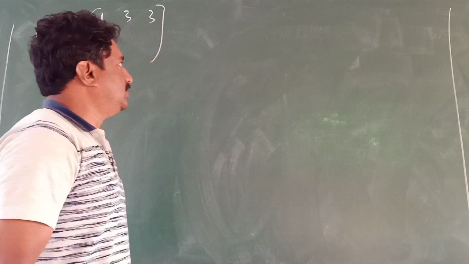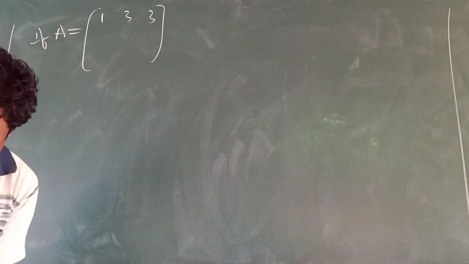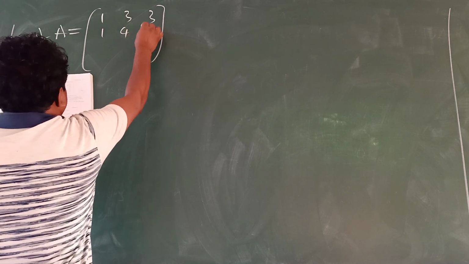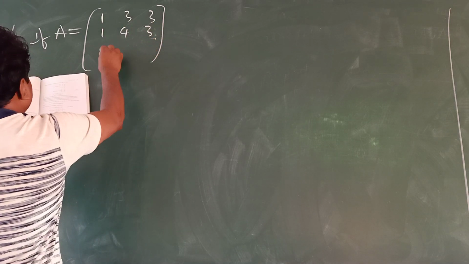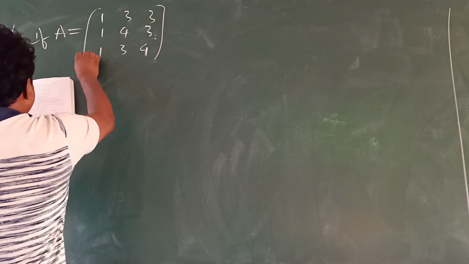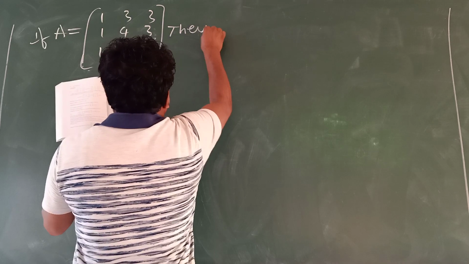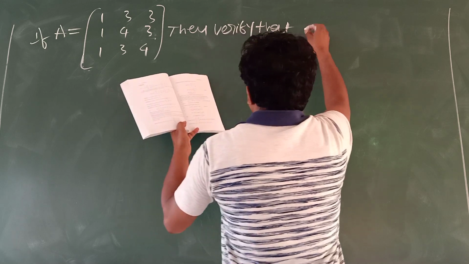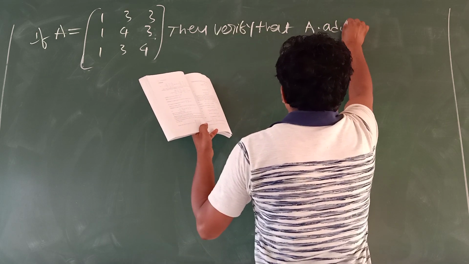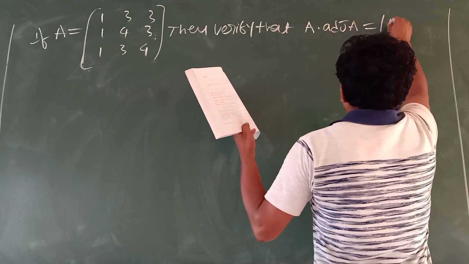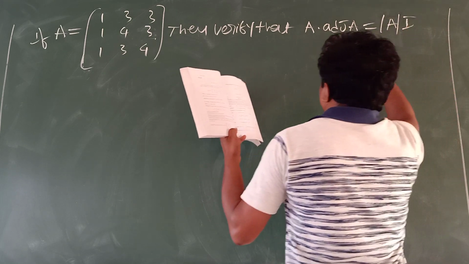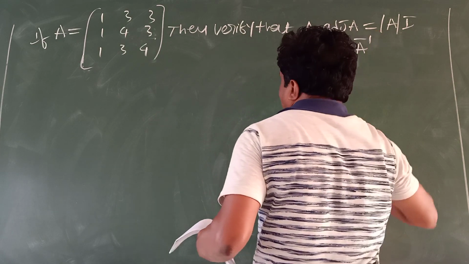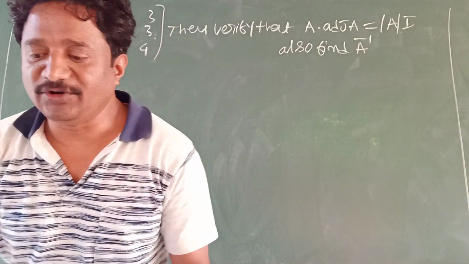You look at that board, students. If A equals [1 3 3; 1 4 3; 1 3 4], then verify that A into adjoint A is equal to det A into I. Also find A inverse. Look at that question carefully, students.